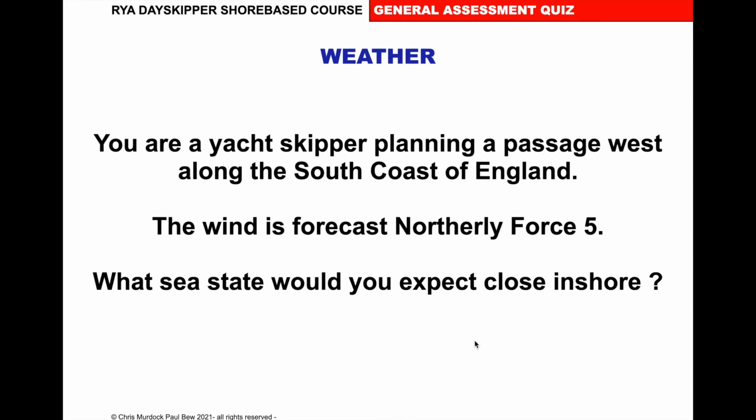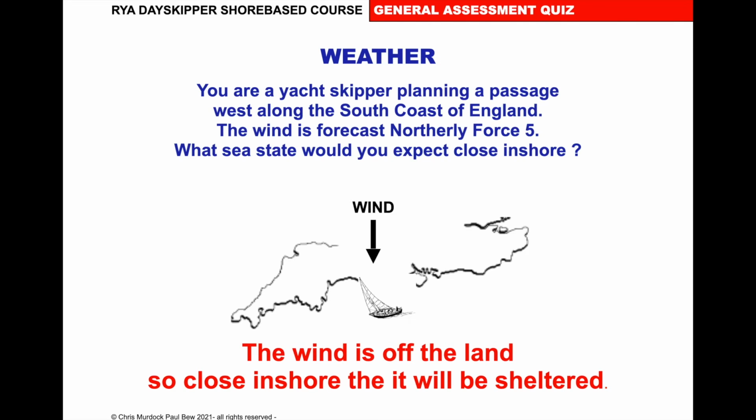The wind is forecast northerly, force 5. What sea state would you expect close inshore? Have a think about that. South coast of England and a northerly wind. Wind comes from, tide goes to. So the wind is blowing off the land. It's an offshore wind. So close inshore, it'll be sheltered, flat, little waves.